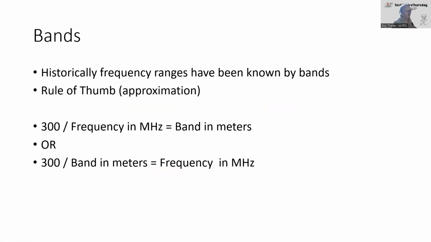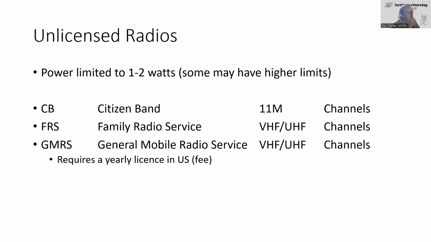So bands are usually related to a certain frequency for a certain band, and roughly you can take 300 divided by the frequency to get your band in meters, or take 300 divided by your band in meters to get the frequency. And this is an approximation rule of thumb. It's not completely accurate, but it gives you a good idea of where you are.